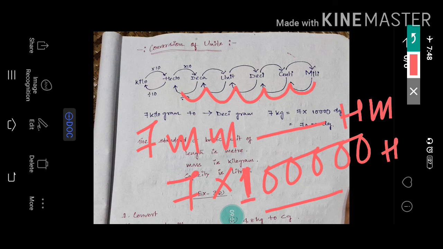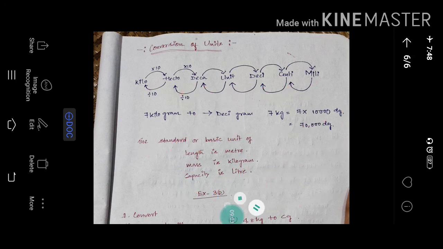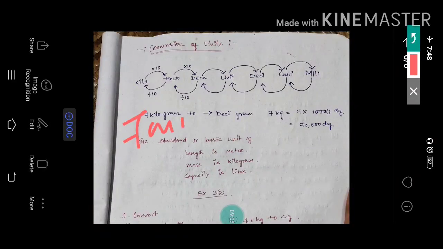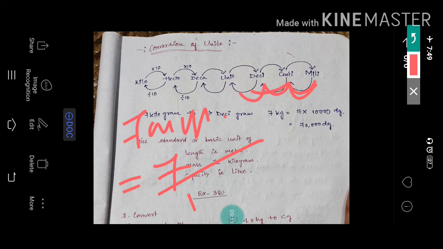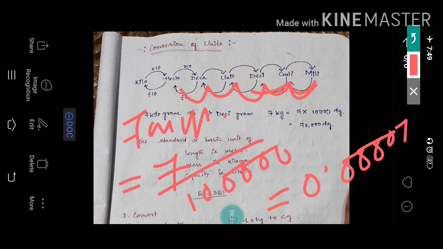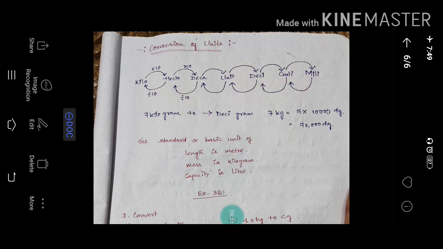Oh sorry, you are moving from the right side to the left side, na? So 7 mm is given, and from this you are moving to hectometer. So that means you have to do division. How many zeros will be there? 1, 2, 3, 4, 5. Five jumps, so five 0s will be there. So the answer will be 0.00007. Like this you have to convert.